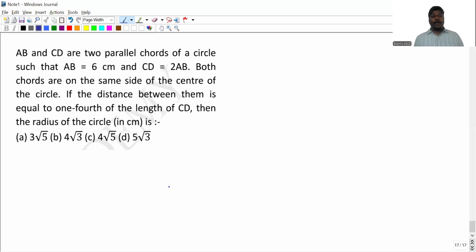AB and CD are two parallel chords. AB equals 6, he says. If AB is 6, half of it will be 3 only. CD equals 2 times AB. So CD becomes 2 times, that is 12. Half of 12 is 6.